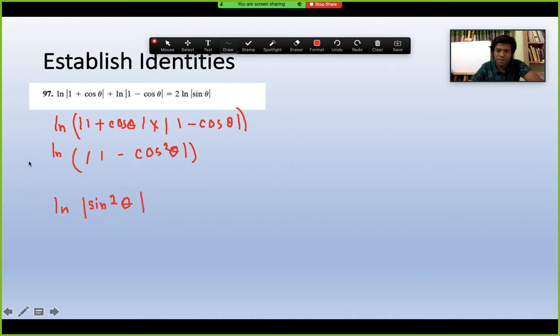I think now you can see the solution. The solution is visible because the square, the power, comes in front for logarithm. So this will become 2 ln sin theta. This way we can establish it.